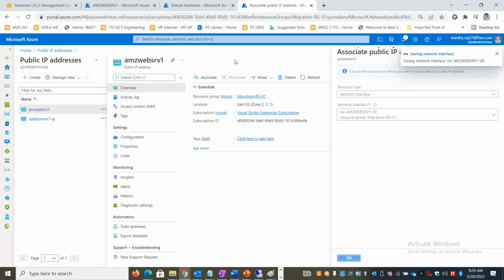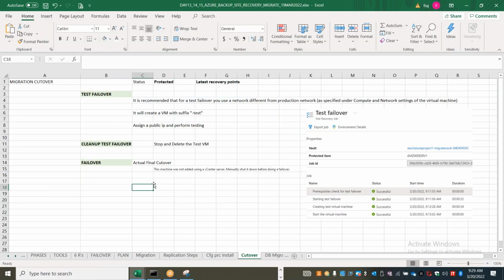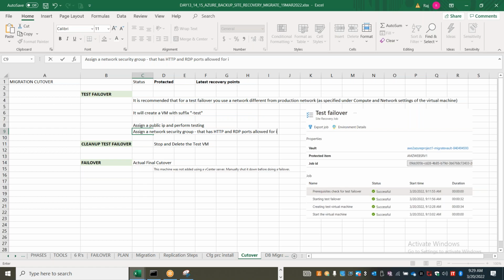Once you attach the public IP address, you will be able to log in and take an HTTP connection to it. But an additional step is that we need to have the network security group attached as well. So make sure you have a public IP and also assign a network security group that has HTTP and RDP ports allowed. Connect.